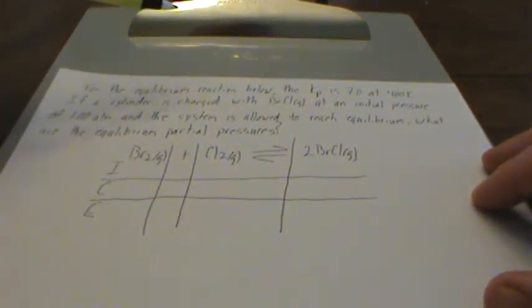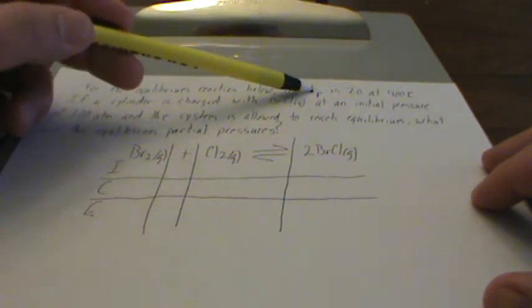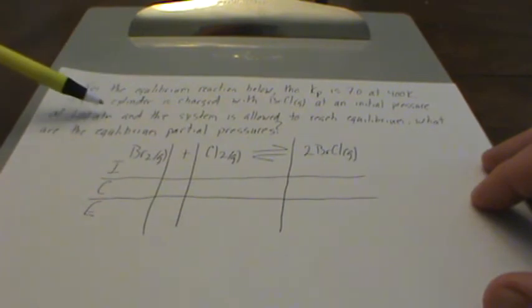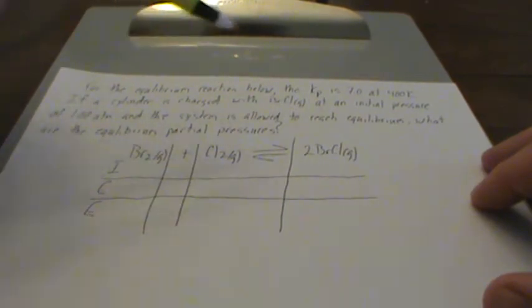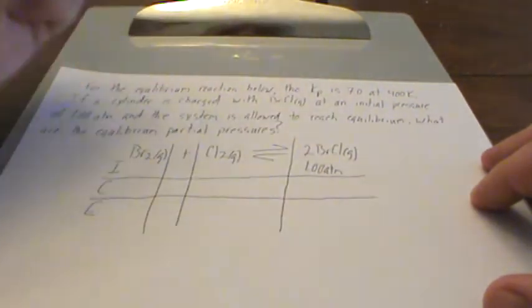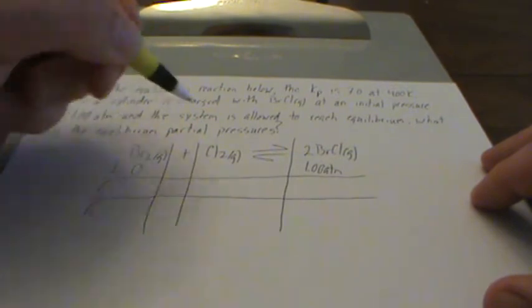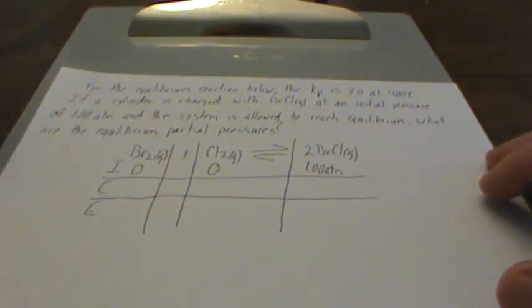Alright, so looking at the problem, we have our equilibrium constant K of P, and we have the initial pressure of BrCl. Now we don't have any information about bromine or chlorine, so their initial partial pressure is going to be 0.